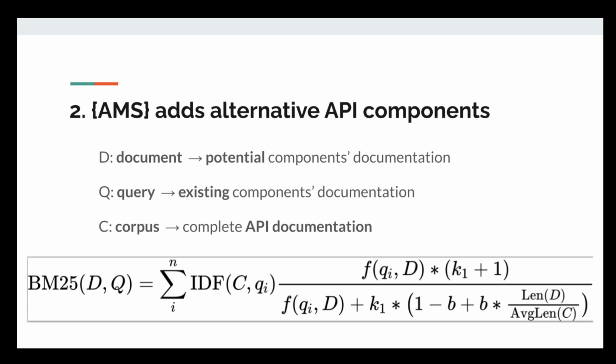So in this setting, a document is a potential substitutable component's documentation, a query is an existing component's documentation, and a corpus is the complete API documentation for the relevant target library. And we use an information retrieval scoring technique called BM25, which scores each document, so each potential substitute's documentation, with respect to a query, in this case an existing component's documentation. And this score is not only a function of the document itself, but the broader corpus.